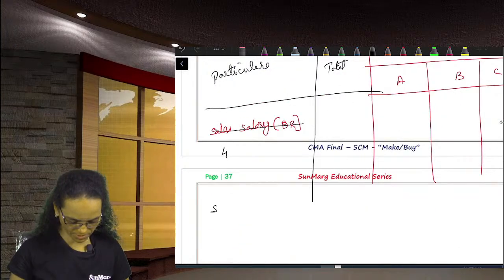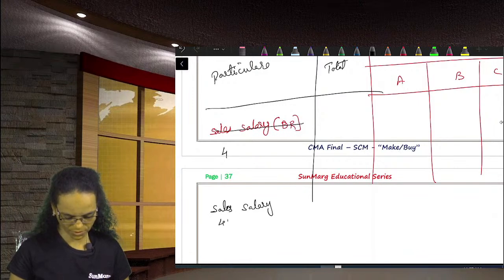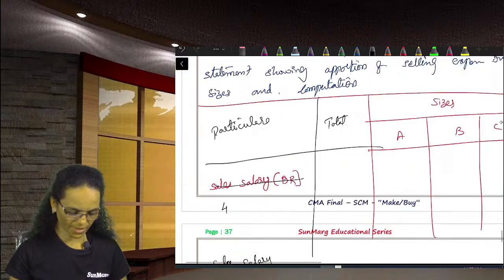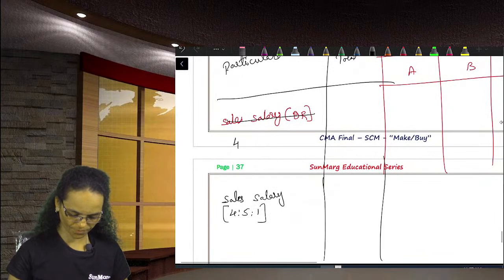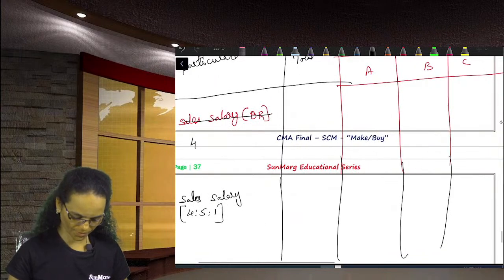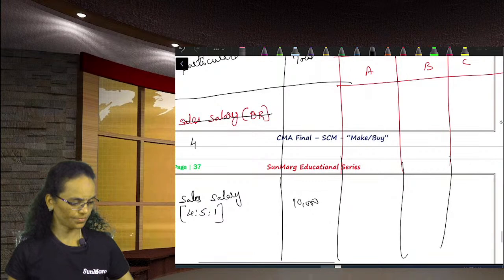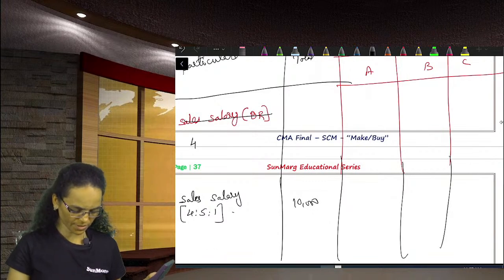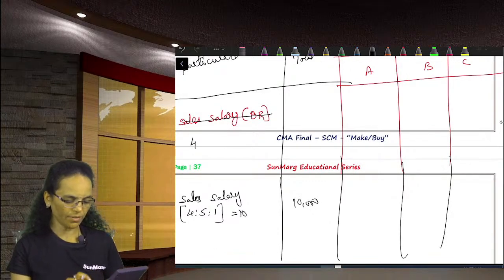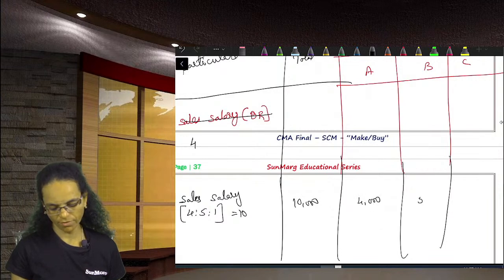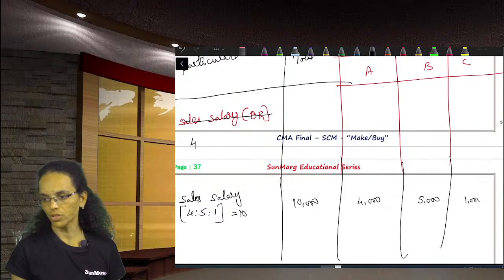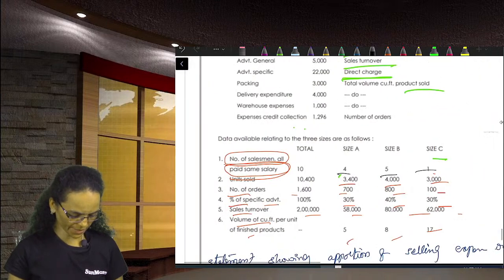Else I will write here, sales salary 4:5:1. The amount of sales salary is 10,000. This is 10. 4 divided by 10 into 10,000 is 4,000 rupees here. Here 5,000. Here 1,000.